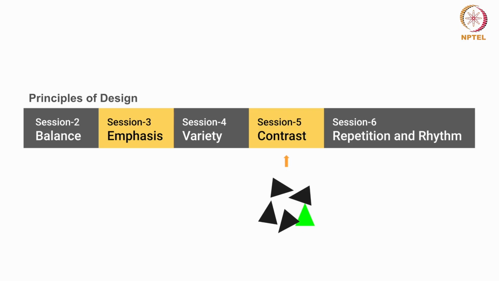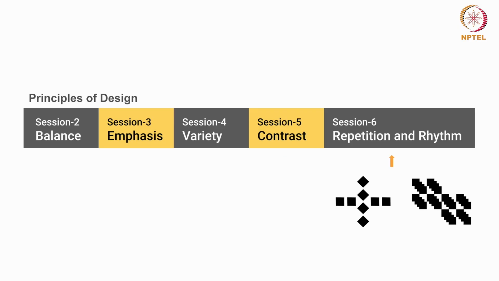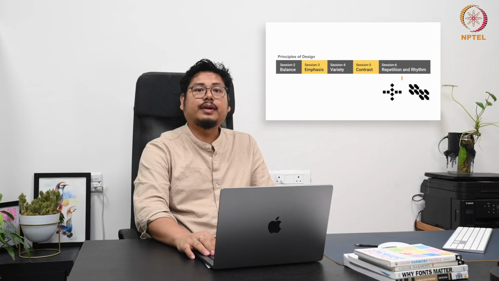Finally, we'll conclude the session with repetition and rhythm. Repetition involves repeating elements like shapes, colors, or patterns to create unity. It builds consistency and helps reinforce the design's message. Whereas rhythm is the sense of movement created by repeating elements in a pattern or sequence. It gives flow to the design, leading the viewer's eye in a specific direction.